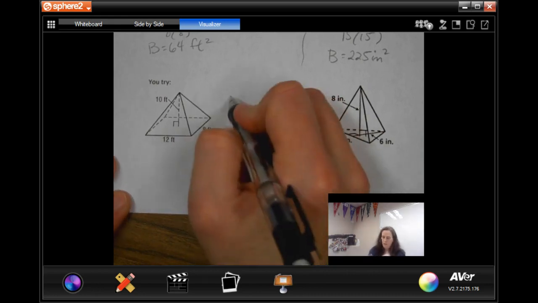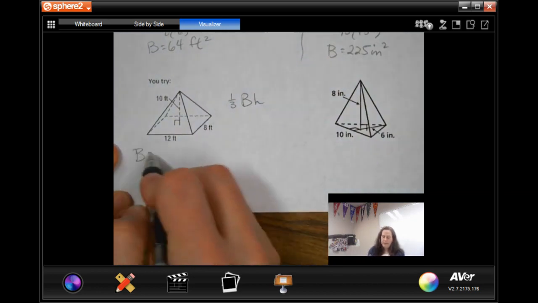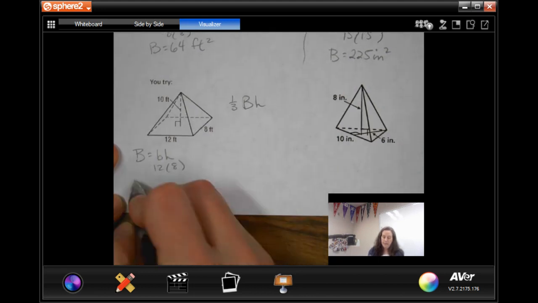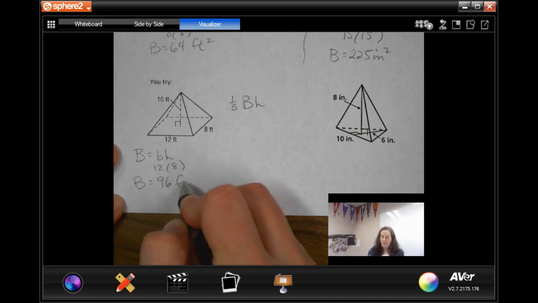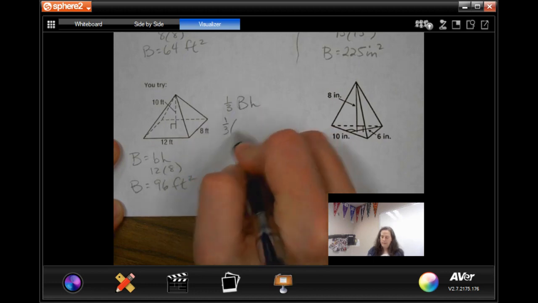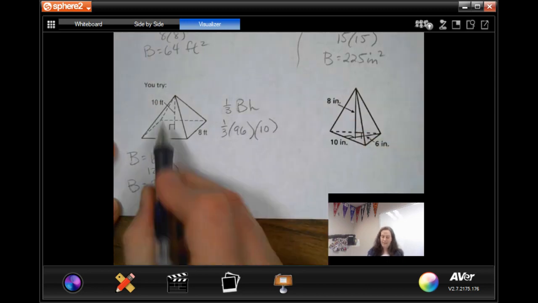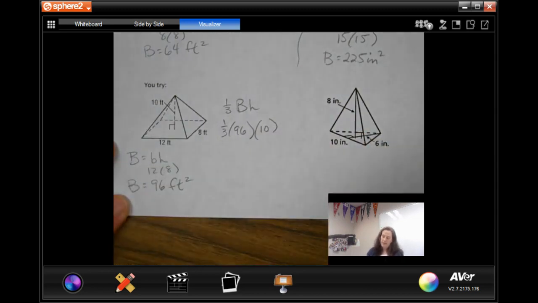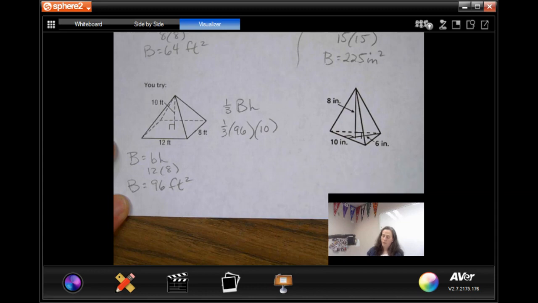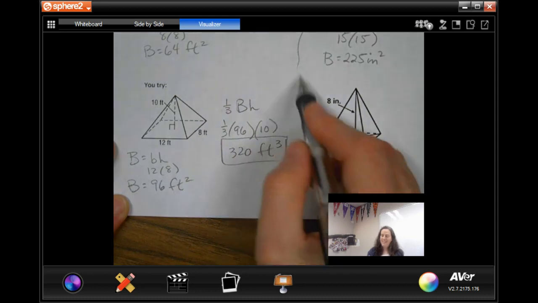All right, let's try this. 1/3 the base times the height. You need to know what the area of the base is. It's just a rectangle, so 12 times 8. And that is 96 feet squared for that rectangle at the bottom. Let's plug him in. 1/3, 96. And now I need to know the height of this pyramid, and that is a 10, right? He's here in the middle. So let's put that together. 96 times 10. And I only need 1/3 of it, 320 feet cubed. Got that?